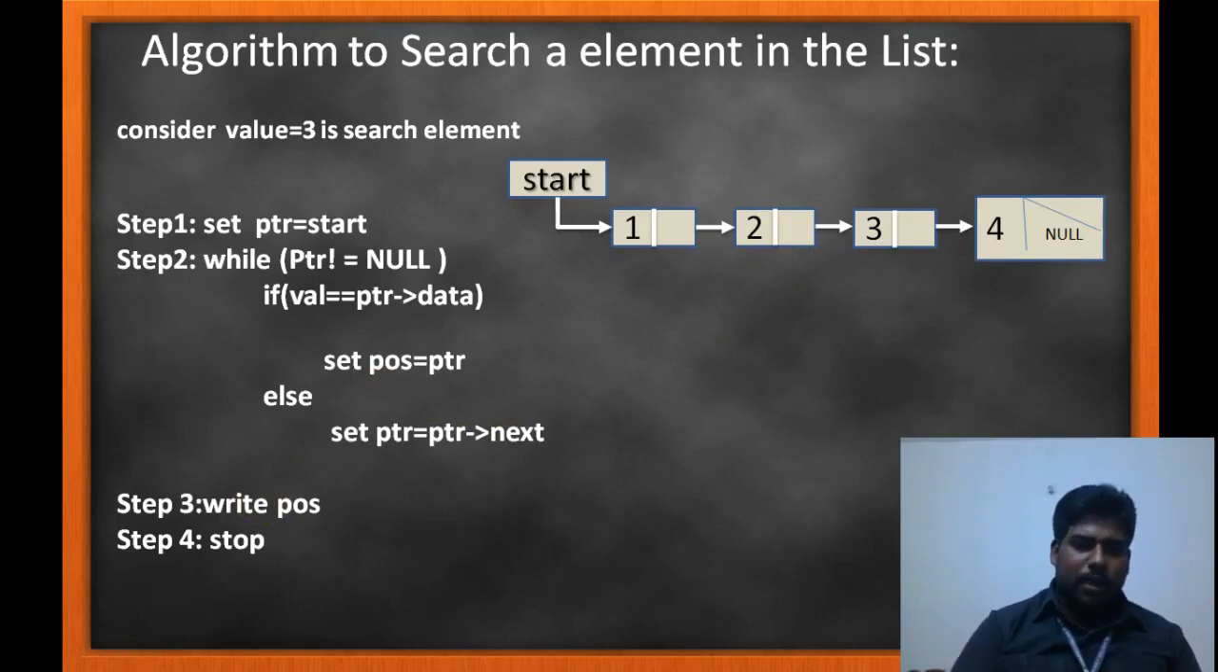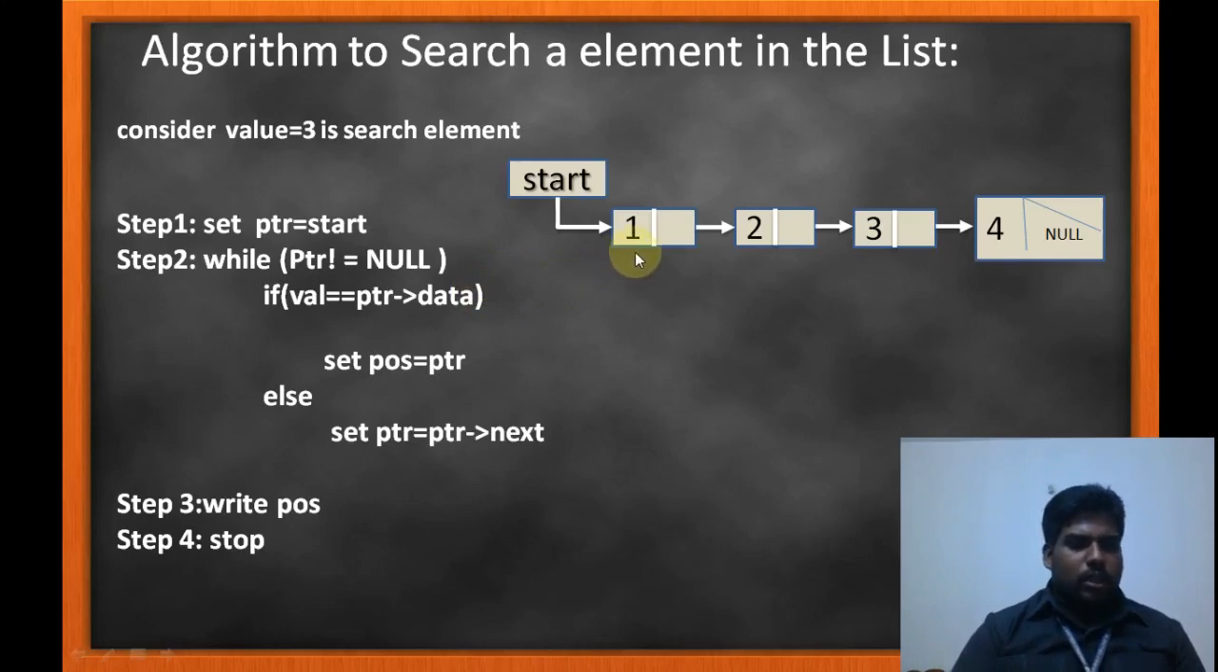Once again I explain. First, consider this is the starting position pointer. So I am checking while pointer not equal to null. Here there are 4 nodes, so it is not null. So the condition is true. Then if the value is 3, here pointer dot data, this is the pointer, right?